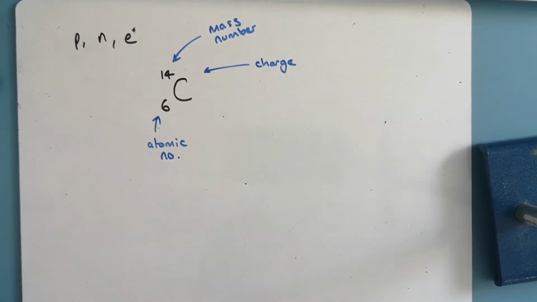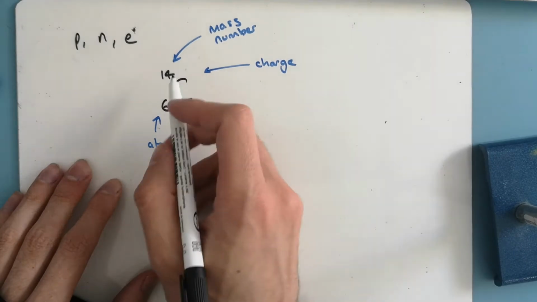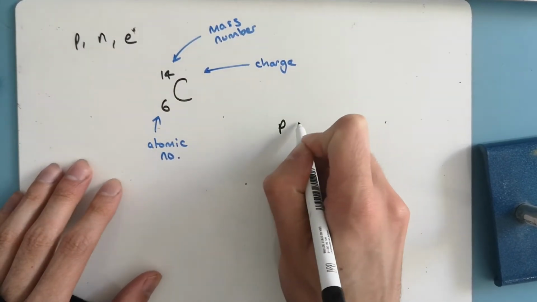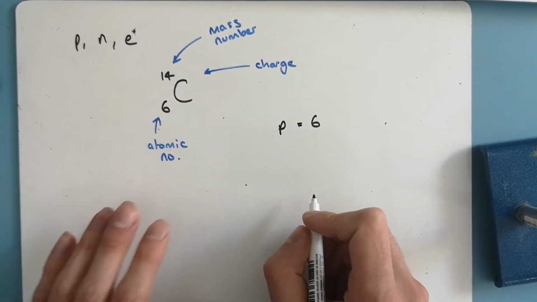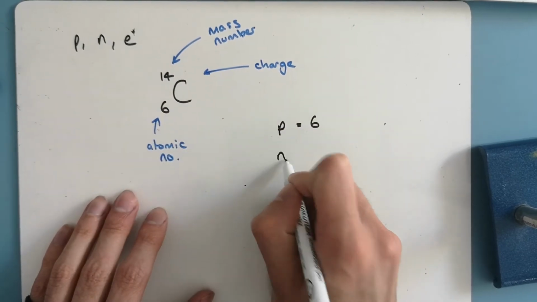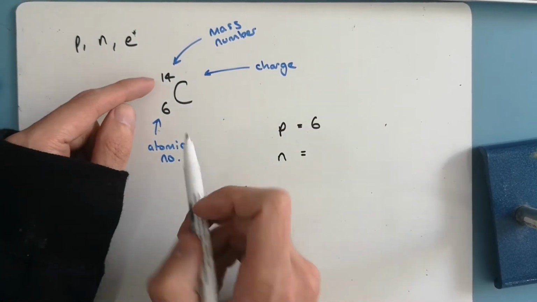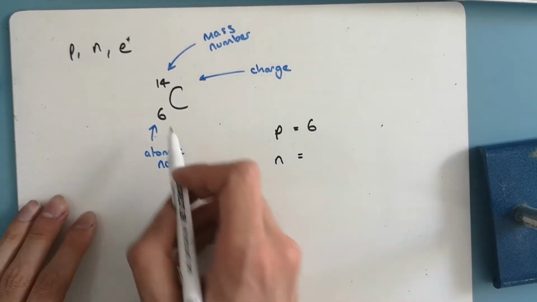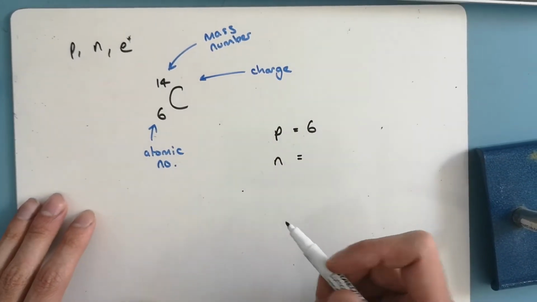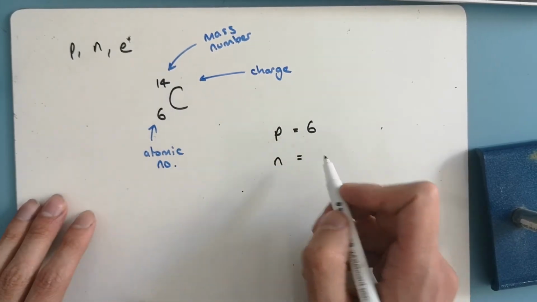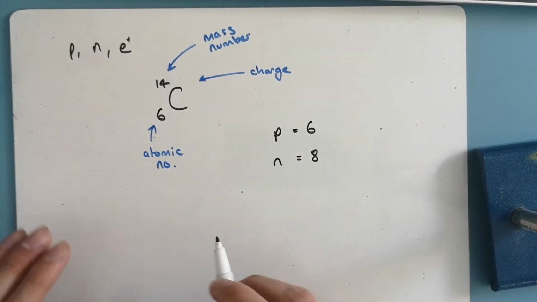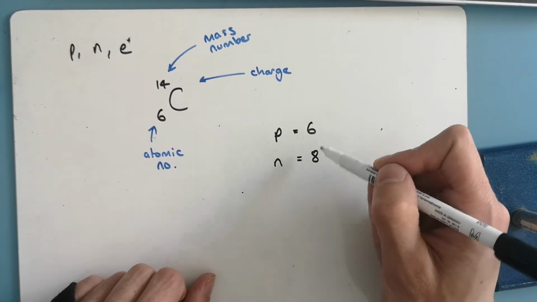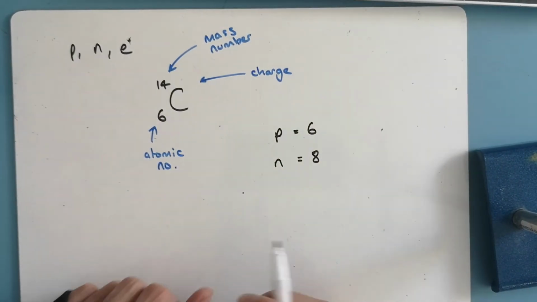So we'll start with atomic number. Every single element has its own atomic number, and they are arranged on the periodic table in order of atomic number. It very easily just tells us the number of protons. So carbon has 6 protons. Now the neutrons we can work out by looking at the mass number and subtracting the atomic number, because the mass number is the protons plus the neutrons. If we take 6 away from 14 we get 8, and that gives us the number of neutrons. So 8 plus 6 equals that 14.